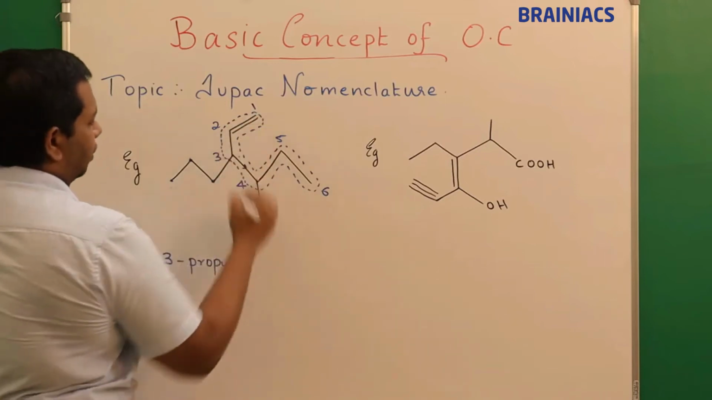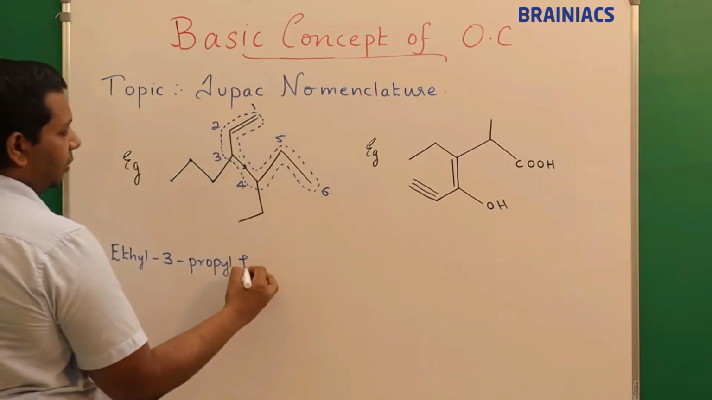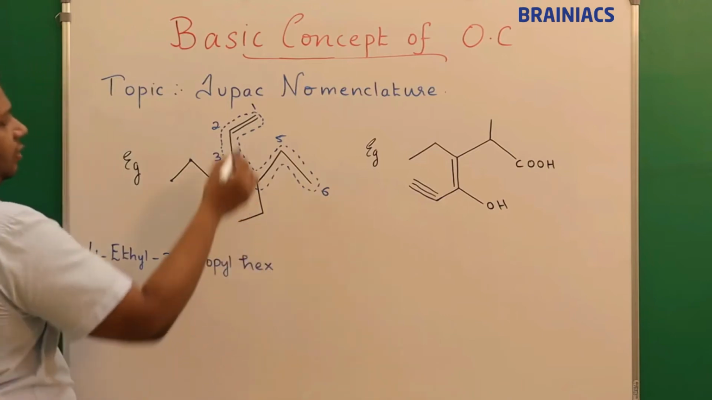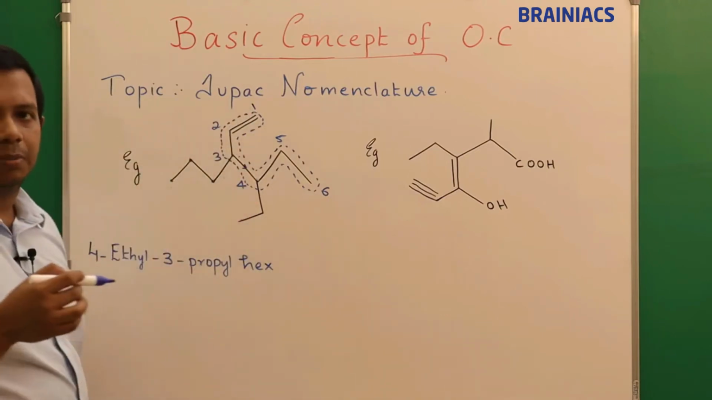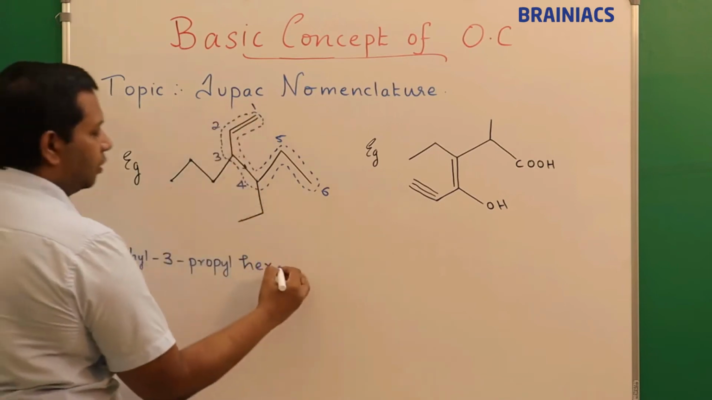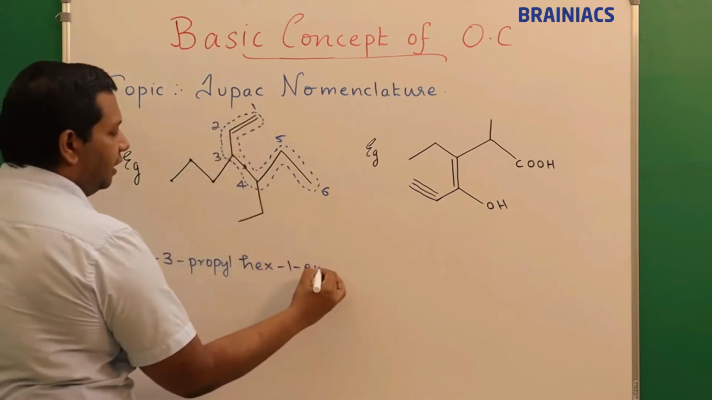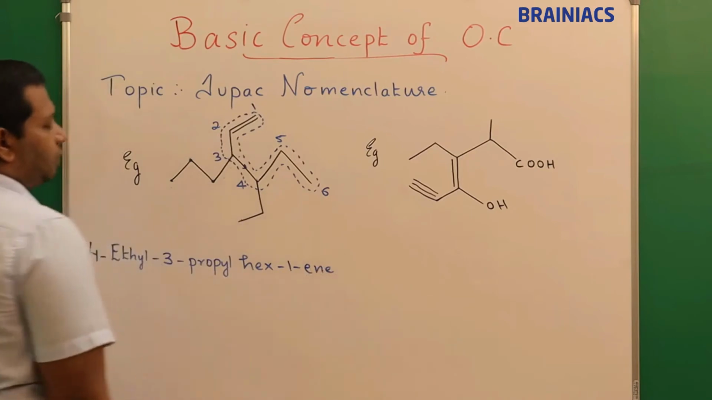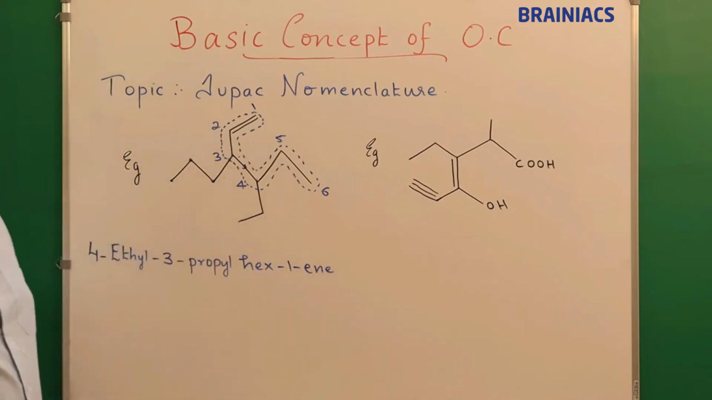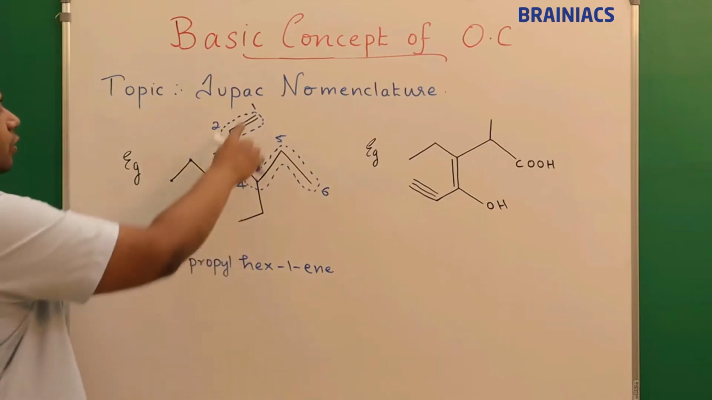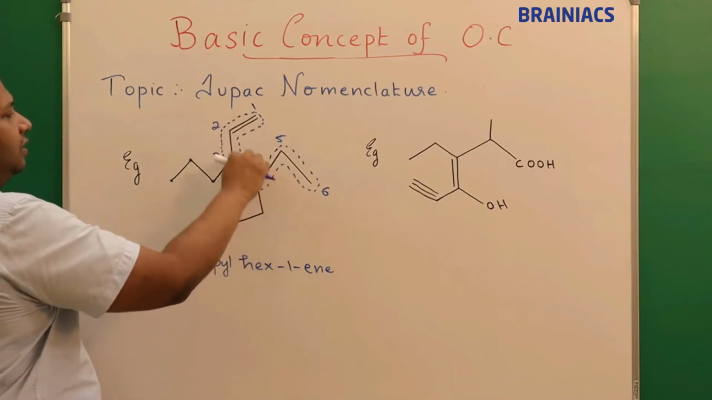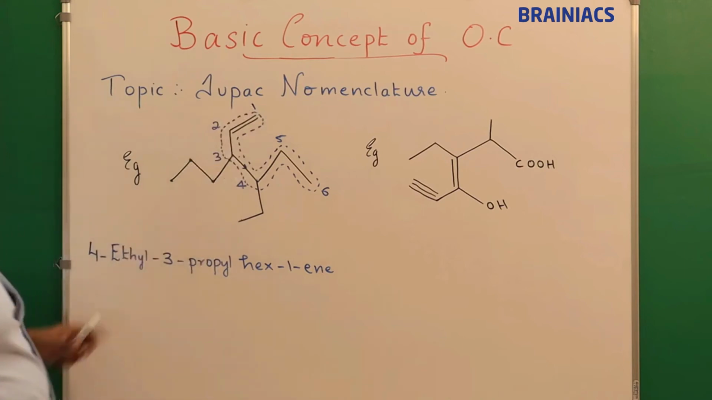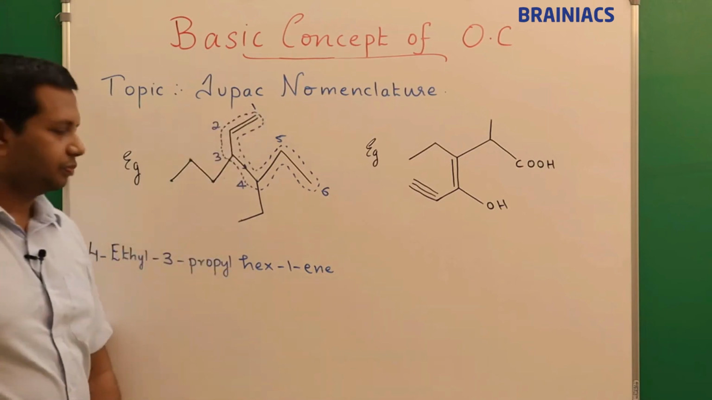then word root is 6 carbon atoms, so hex, and I know that there is a double bond in the parent carbon chain, so that should be there at position 1, so hex hyphen 1 ene. Understood? So this should be my IUPAC name of the compound. Okay, so some students say, sir, why don't you include this as the parent carbon chain? If you include this, the same name you will get. There is no difference. You can try it out.